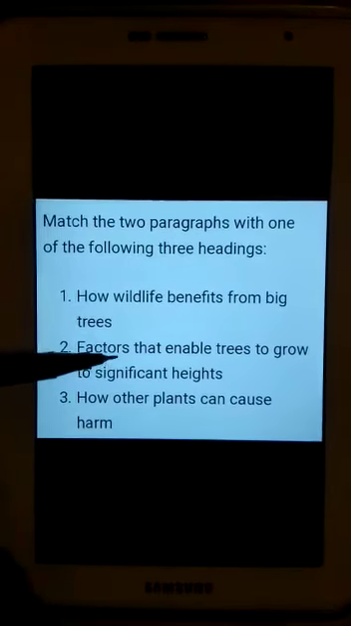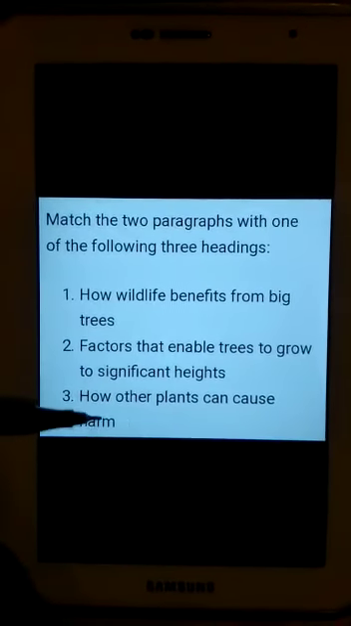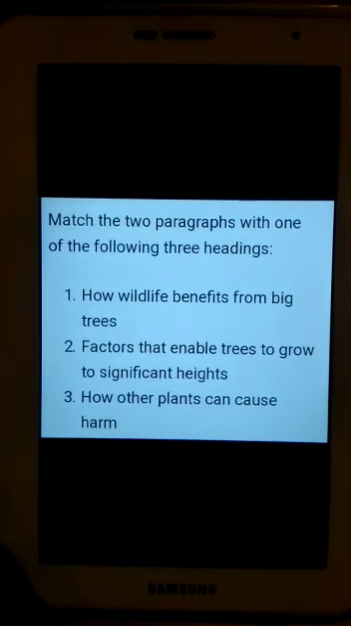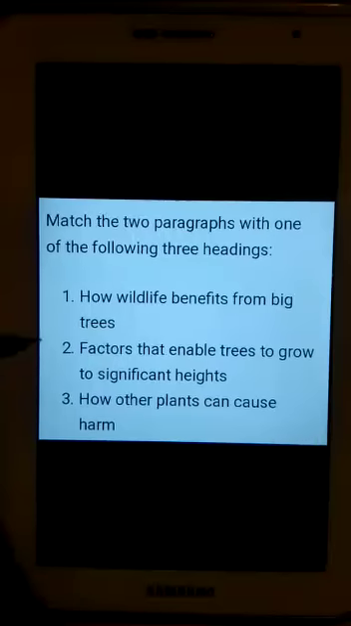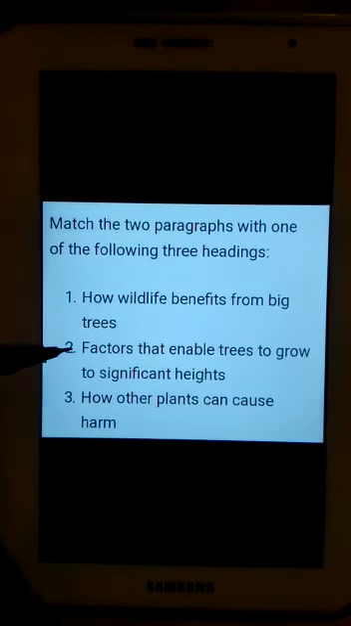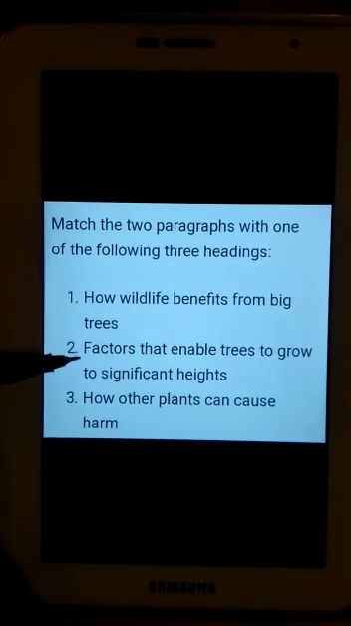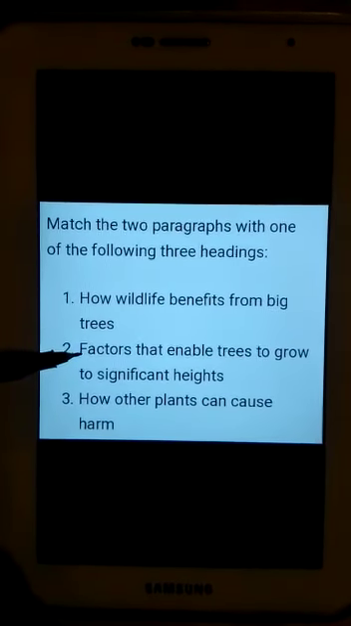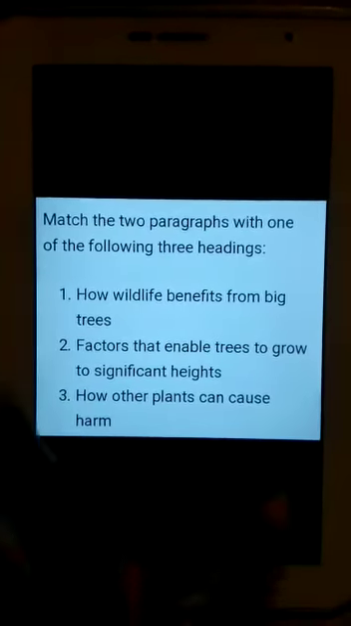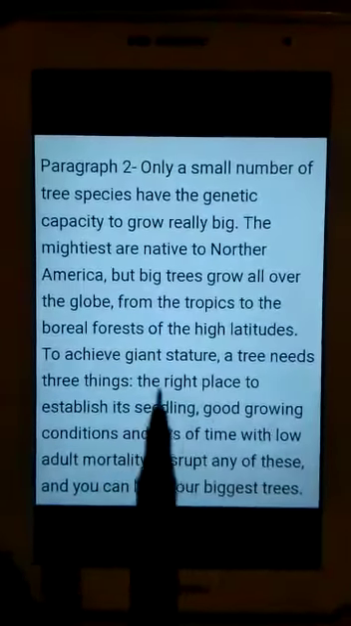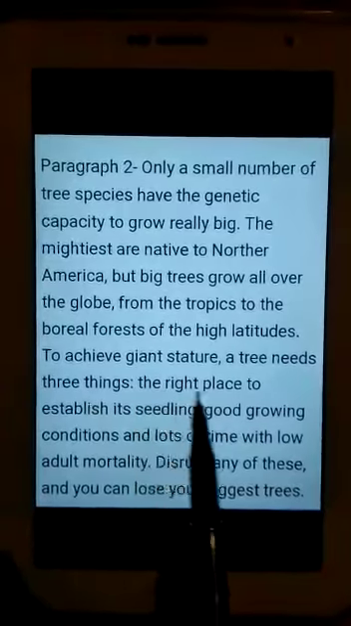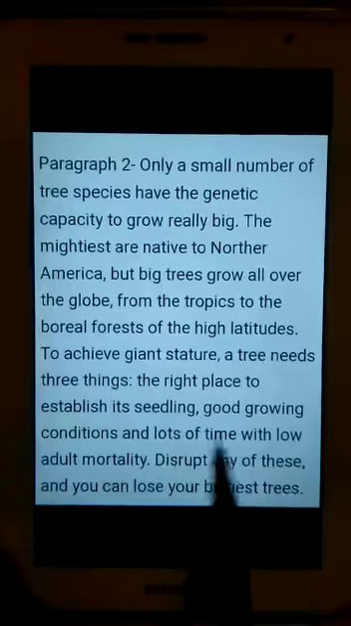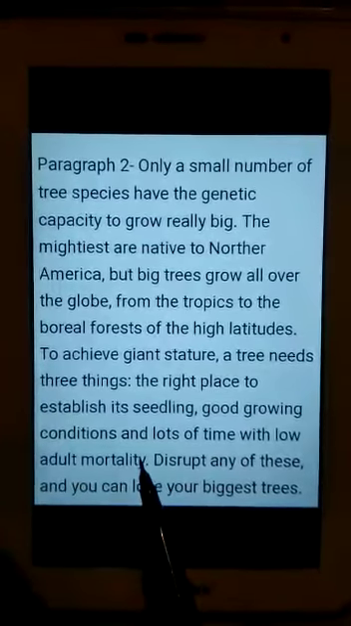Factors that enable trees to grow to significant height, how other plants can cause harm. Now it is also very clear and simple that the answer is the second heading for the second paragraph, because here they are asking for the factors that help a tree to grow to a significant height, and here they have given the factors that are the right place to establish its seedling, good growing conditions, and lots of time with low adult mortality.